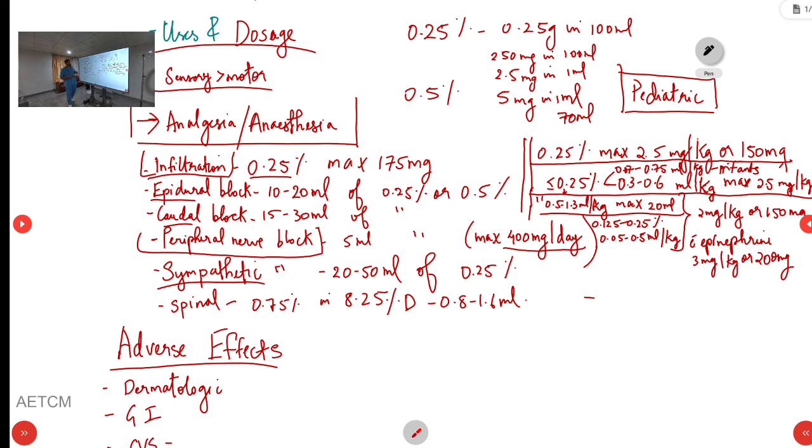So the main thing we need to know is the infiltration dose, which is 0.25%. We can give maximum 175 mg. Pediatric we can give around 150 mg or 2.5 mg per kg. Okay, so that is clear.